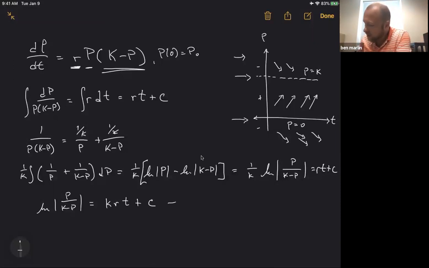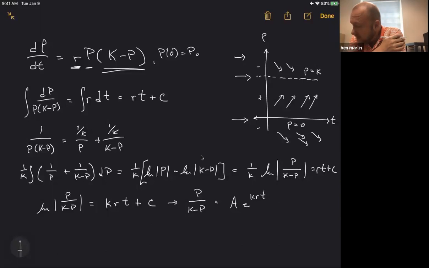Then when I exponentiate both sides, we'll have p over k minus p, and that will be equal to something times e to the krt. Okay. And then we have the matter of trying to solve for P, which is a little bit of a headache, but you cross multiply on both sides, pardon me, and then you'd have P times K e to the, oh, sorry.